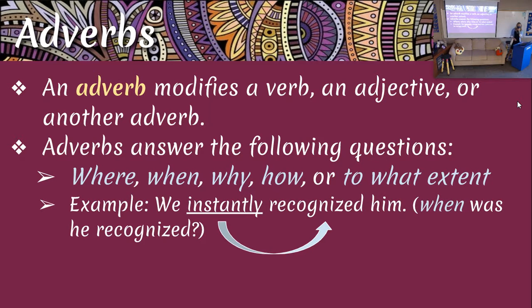All right, so take a look at this example of an adverb. "We instantly recognized him." Recognized is the verb of the sentence. It's an action verb. Instantly is telling us when we recognized him. So it's answering that when question, which means it's an adverb. Plus, it's modifying the verb, and adverbs will modify a verb. Does that make sense?